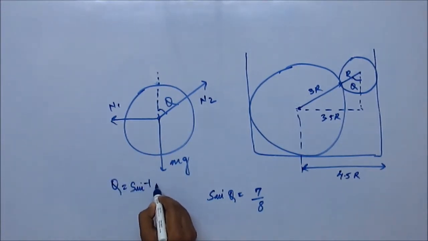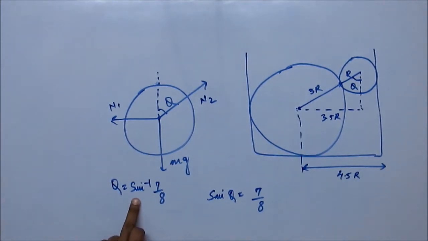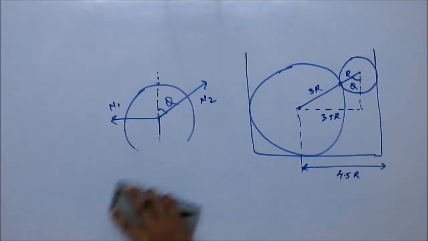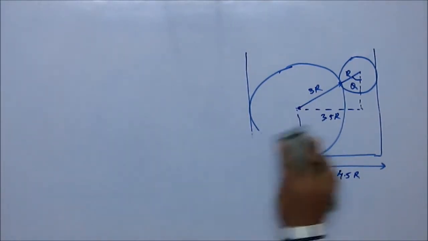sine inverse 7/8. Now if you haven't seen this inverse thing before, just know for now that sine theta is 7/8. We can write theta is equal to sine inverse 7/8. Okay, so now that is enough practice for FBD. Rest you will find more problems in the exercise when you solve it.